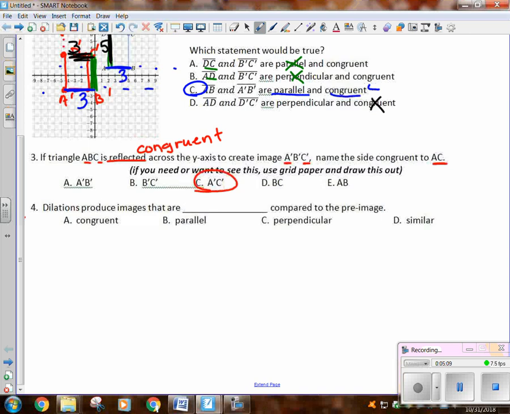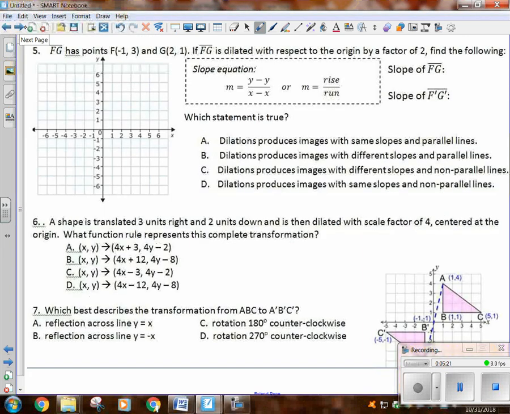Dilations produce images that are not congruent. They don't have to be parallel, and they could be perpendicular but don't have to be, but they are similar. Again, I'm just trying to emphasize basic ideas. Number 5 is a different problem.